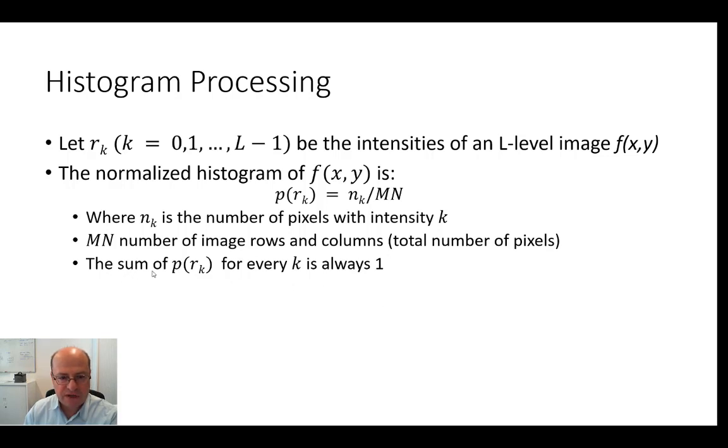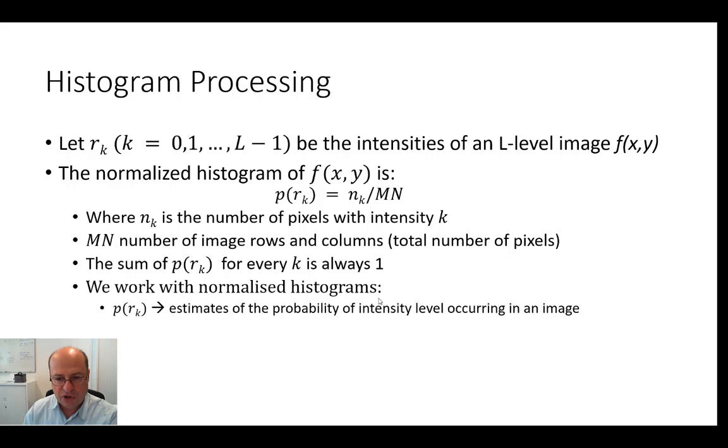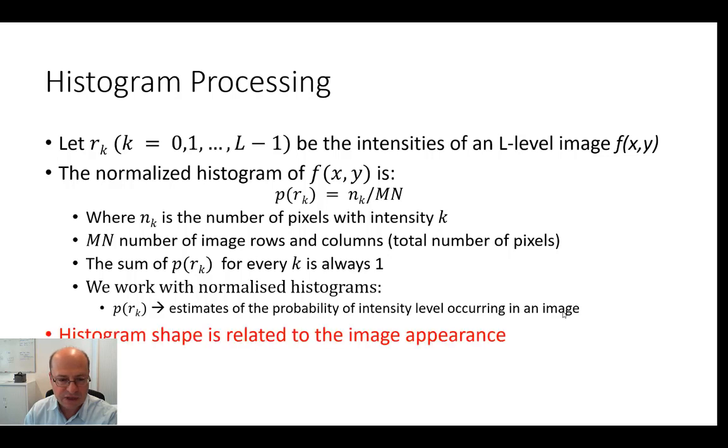The sum of p(Rk) for every k is always 1. Well, it's not defined, it follows from this division here. And we are going to work with normalized histograms. In this sense, p(Rk) is an estimate of the probability of each intensity level occurring in an image.